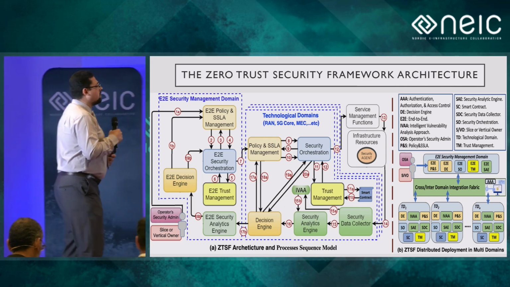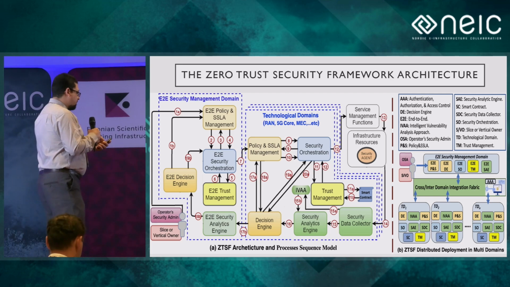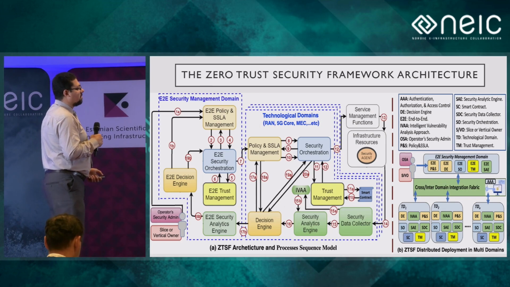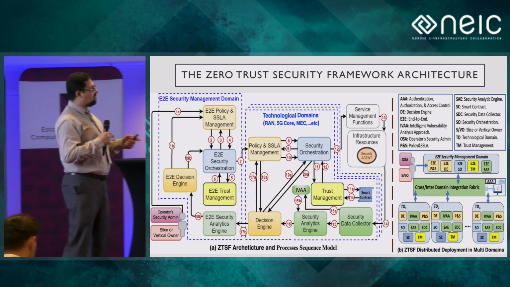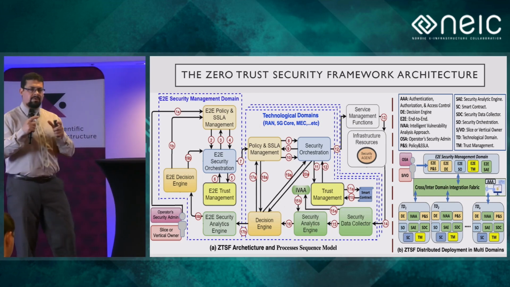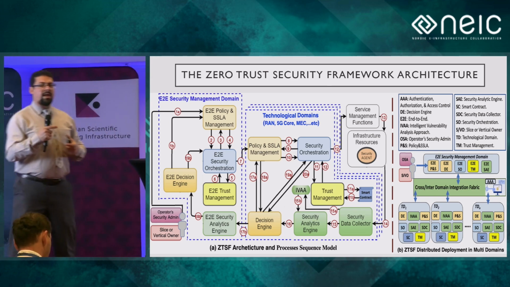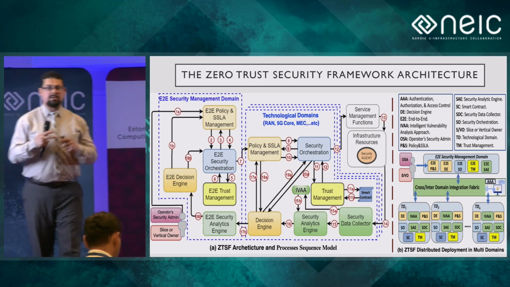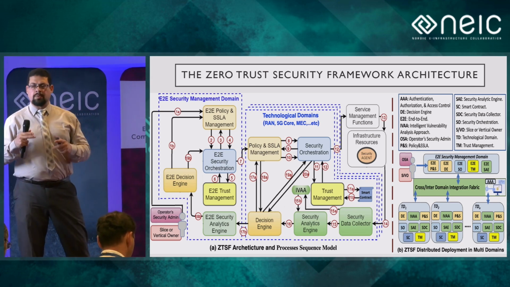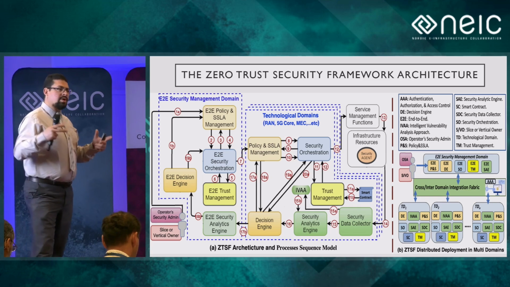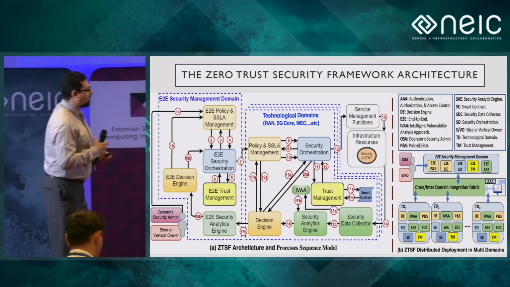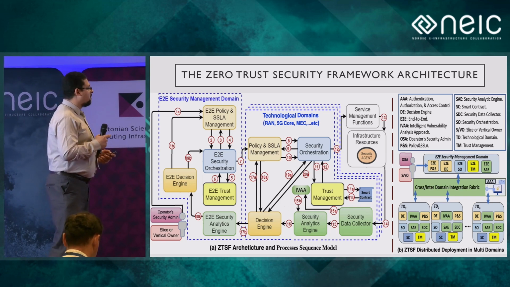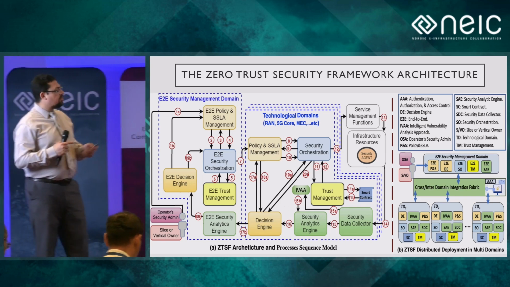And here, as you can see, there are different domains. So there are different technological domains here, right? Each of these technological domains implements some 5G components, and we try to integrate this heterogeneous infrastructure, like heterogeneous operating systems, heterogeneous software, heterogeneous hardware, and we try to integrate all of them together using this zero trust model.